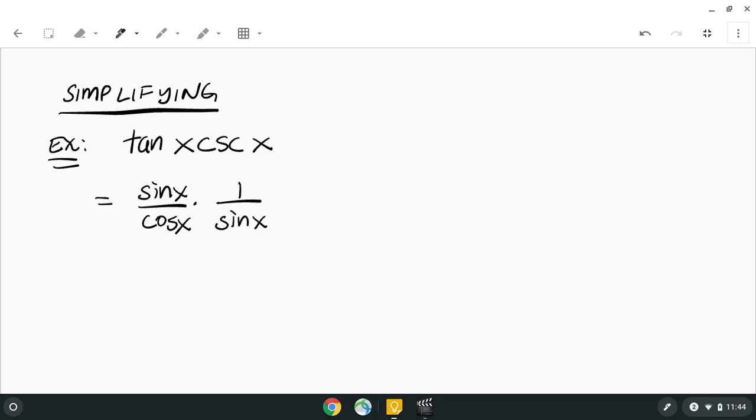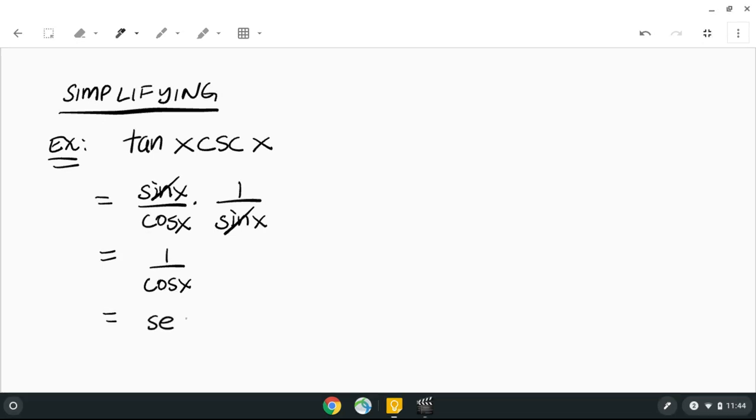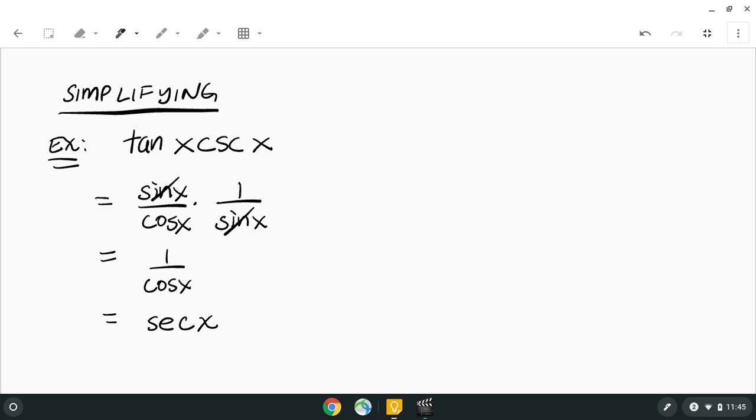And oh, well, what do you know? Sine x and sine x cancel out. So that's why it's kind of nice to have it in terms of sine and cosine. And so we end up with 1 over cosine, but we know what 1 over cosine x is. That would be secant. Okay, so whenever you have a 1 over trig function, make sure you simplify that. Okay, and that would be it. Okay, all right, so let's take a look at another one.